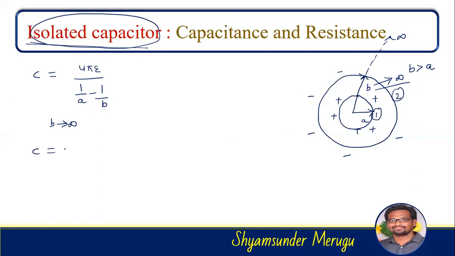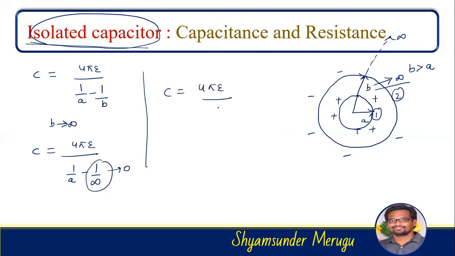So then C equal to 4 pi epsilon by 1 by A minus 1 by infinity, where this 1 by infinity gives us 0. So therefore C equal to 4 pi epsilon by 1 by A. So C equal to 4 pi epsilon A is the capacitance expression of the isolated capacitor, and the unit here is farad.